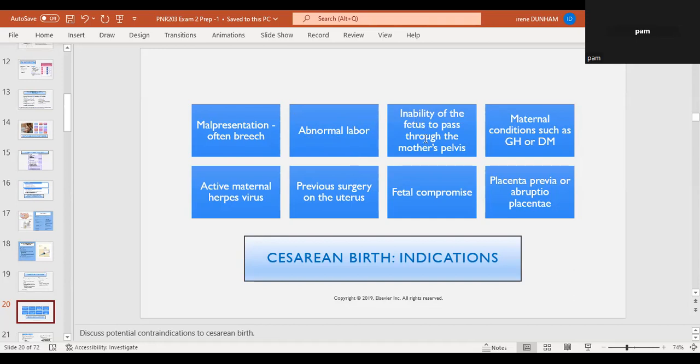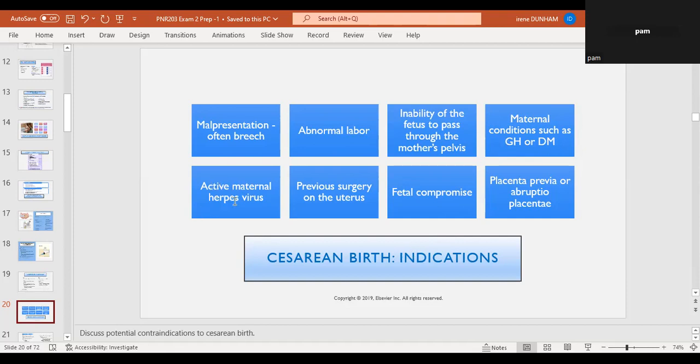Here's the next one: the baby's not coming down. Inability of the fetus to pass through the mom's pelvis. Maybe his head is too big. Maybe she's got an android pelvis, which is more like a male pelvis, or a platypelloid, and she doesn't have that beautiful gynecoid pelvis. Or maybe it's a macrosomic baby who just can't get through. That's another indication for a C-section. Then you have maternal conditions such as gestational hypertension or diabetes. All right, so these are all indications for a C-section if you need to.